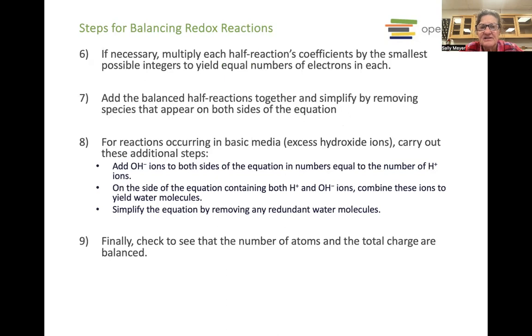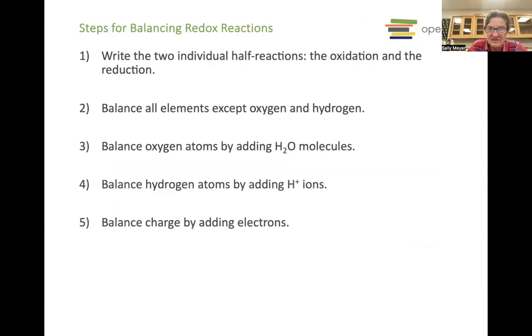Then if necessary, you're going to multiply each half reaction by the smallest possible integers to yield an equal number of electrons. Add the balanced half reactions and simplify. And for reactions occurring in basic solutions, when we use this set of rules, we have what our reactants are and our products, but then we also have what is in the beaker.